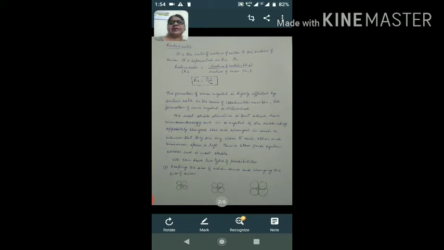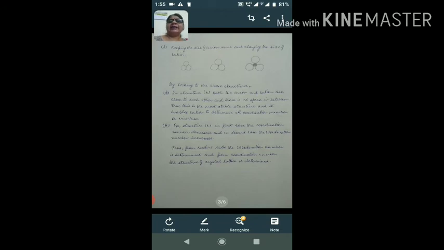The most stable structure is the one which has minimum energy. In a crystal, if the surrounding oppositely charged ions are arranged in such a way that they are very close to each other and minimum space is left, a close-packed system arises, which is most stable. We can have two types of possibilities. One, keeping the size of the cation the same and changing the size of the anion. We have the following three structures.